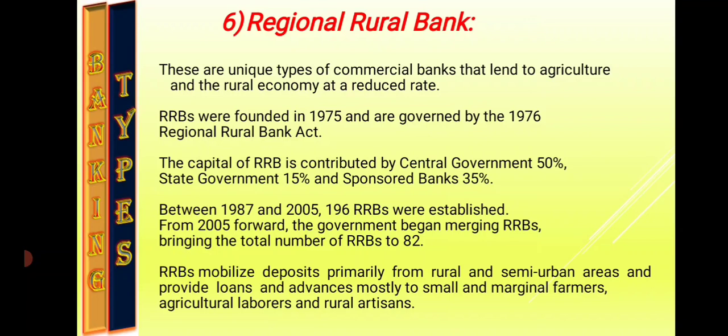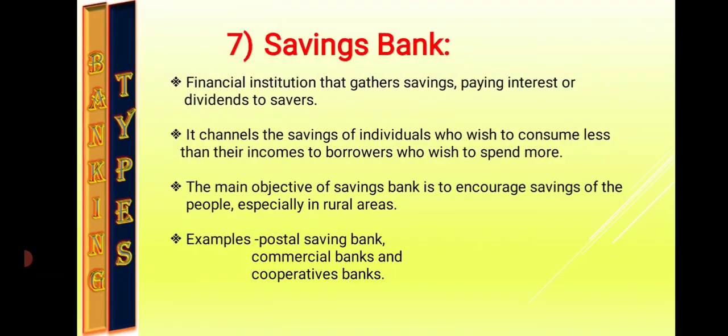Between 1987 and 2005, 196 RRBs were established. From 2005 forward, the government began merging RRBs, bringing the total number of RRBs to 82. These banks are sponsored by large public sector banks. RRBs mobilize deposits primarily from rural and semi-urban areas and provide loans and advances mostly to small and marginal farmers, agricultural laborers, and rural artisans. Got it? Now see the seventh type of bank, that is the savings bank.